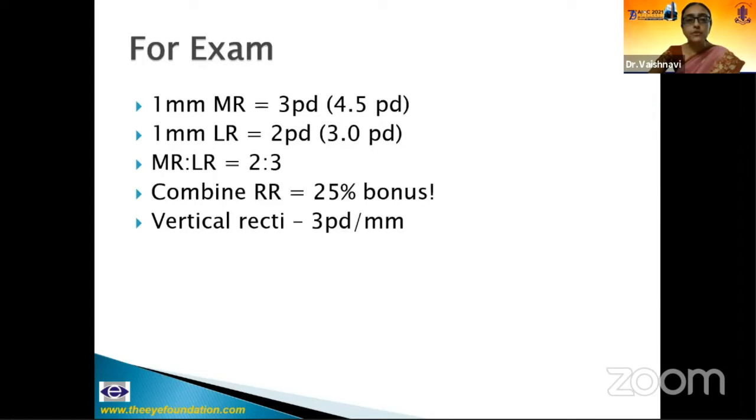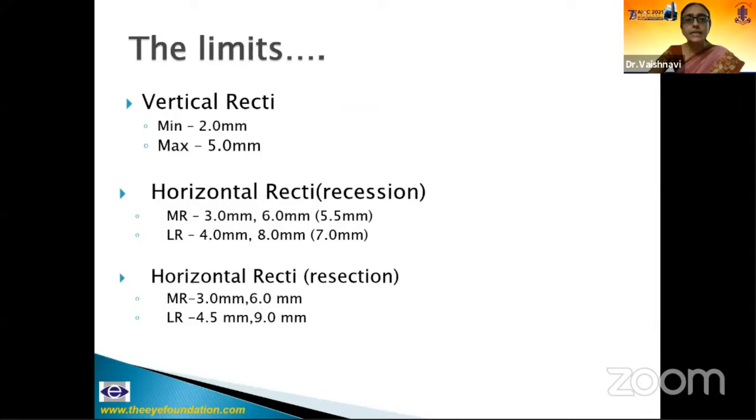One millimeter of medial rectus corrects up to 3 prism diopters. For less than 2 years, it's around 4.5 prism diopters. One millimeter of lateral rectus corrects around 2 prism diopters. Medial rectus and lateral rectus are in the ratio of 2:3. The medial rectus has a lesser arc of contact, and the lateral rectus is a much more forgiving muscle. If you combine resection and recession, you get a 25% bonus. And these are the limits.